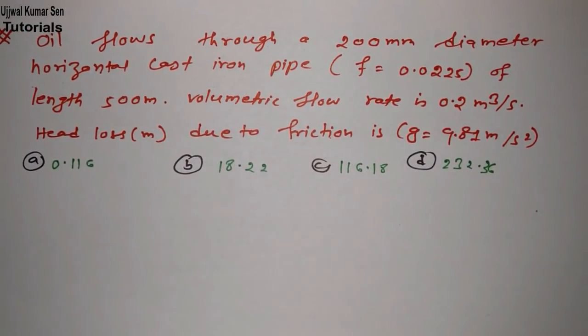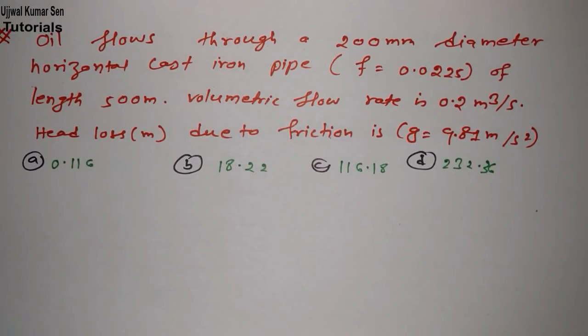So the thing is that you need to learn how to solve this numerical problem. First of all, read the problem. Water flows through a 200 mm diameter horizontal cast iron pipe. Friction factor is this, of length this. Volumetric flow rate, that is Q, in meter cube per second. Head loss due to friction.